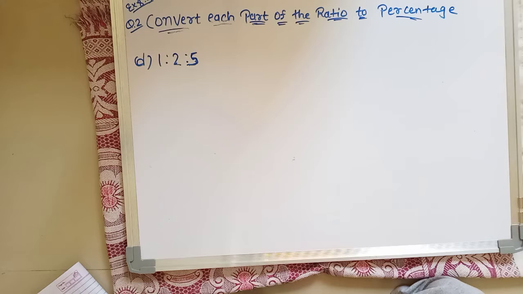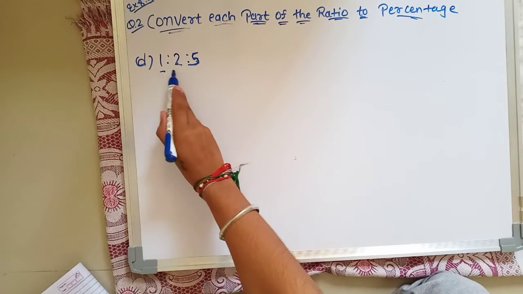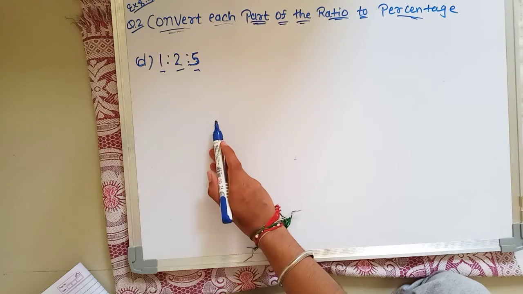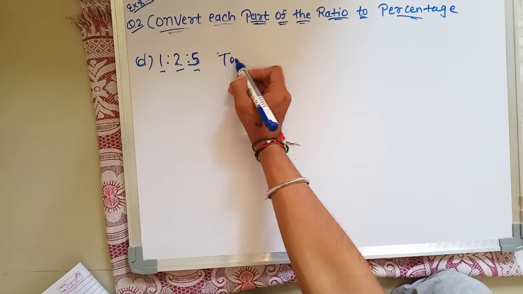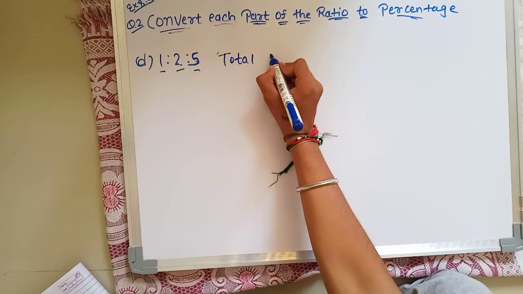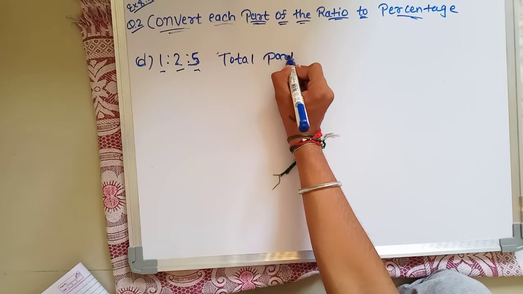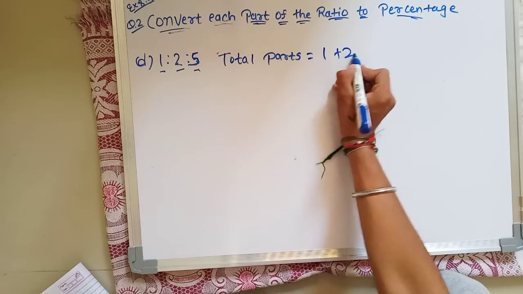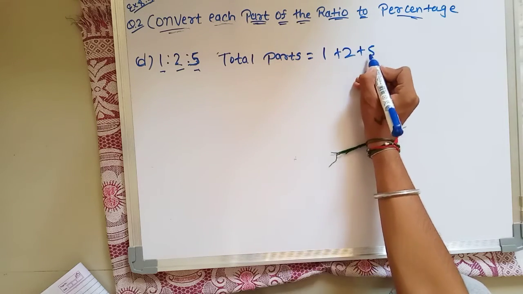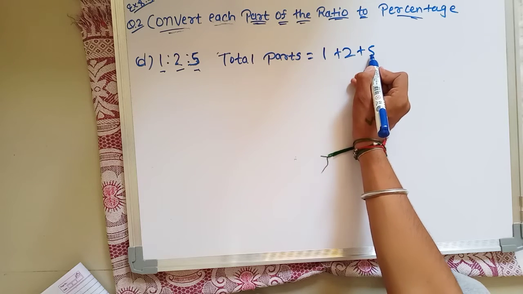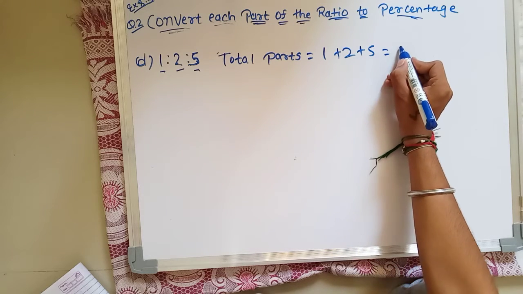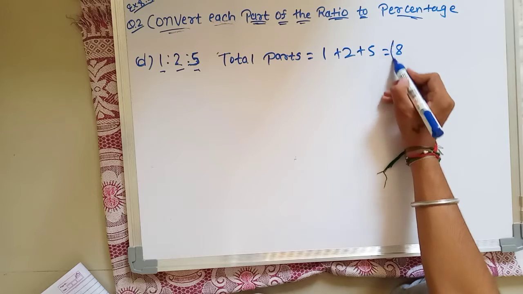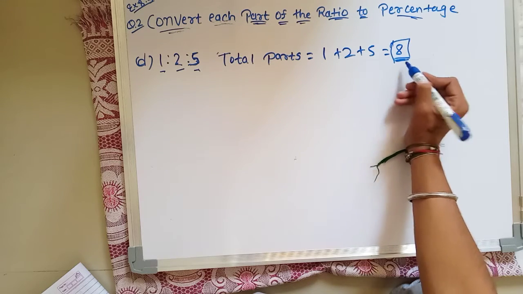So let's see the fourth question. Question number D. In this we have to first find the total parts. Total parts means this one plus this one plus this one is equal to the total parts. Let's find total parts is equal to 1 plus 2 plus 5. 1 plus 2 is 3. 3 plus 5 is 8. Okay. So we get total parts is equal to 8.